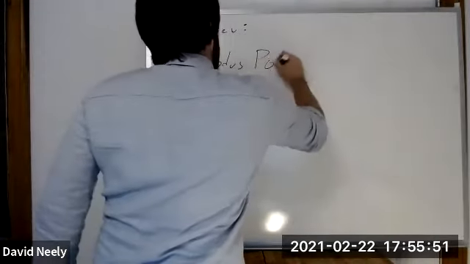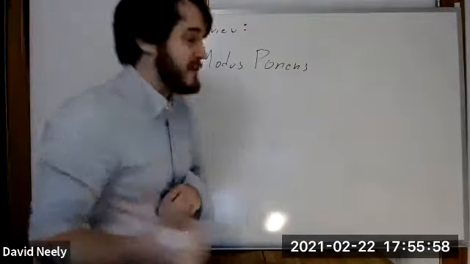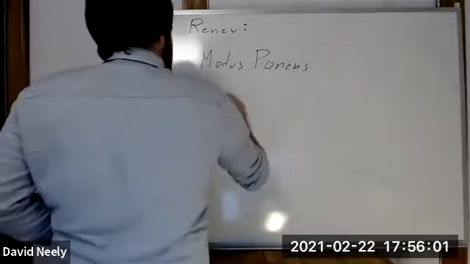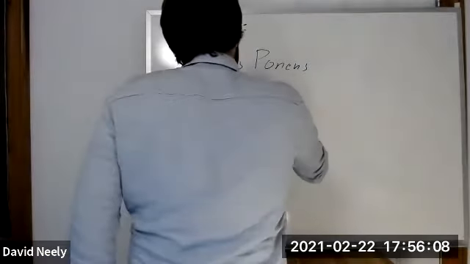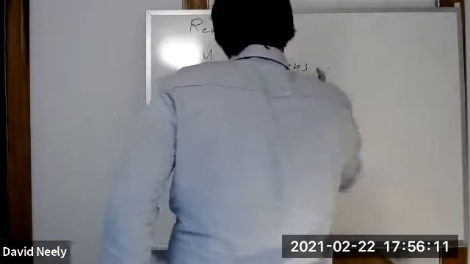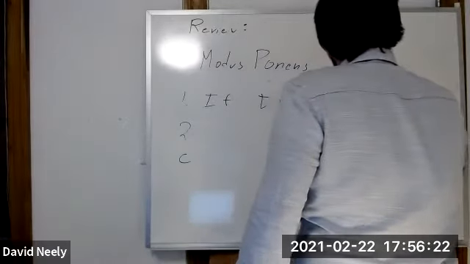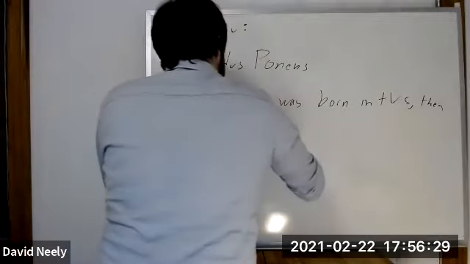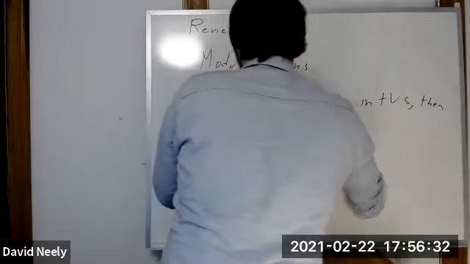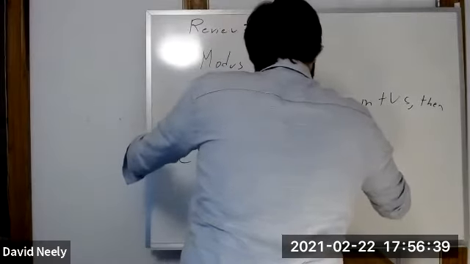modus ponens. Modus ponens is a fancy way of talking about reasoning in the following way. Here's an example. Premise 1: If I was born in the US, then I'm a US citizen. Premise 2: I was born in the US.